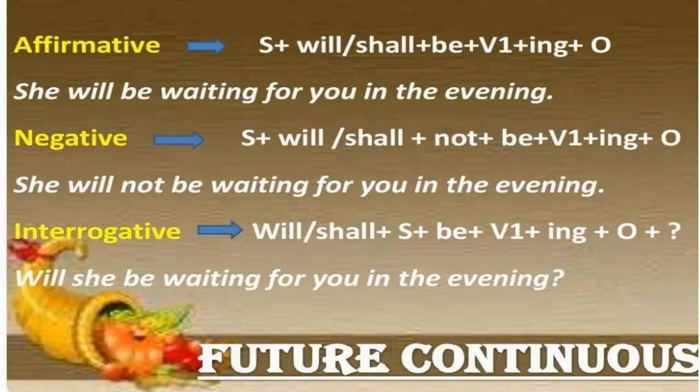What does it say? If I talk about the helping verb, then we use will be, shall be over here. As it is continuous, whenever continuous comes, we use the first form plus ing as the form of verb. So as the example says, she will be waiting for you in the evening. She will not be waiting for you in the evening. Will she be waiting for you in the evening? So let's see its implementations in the next slide.